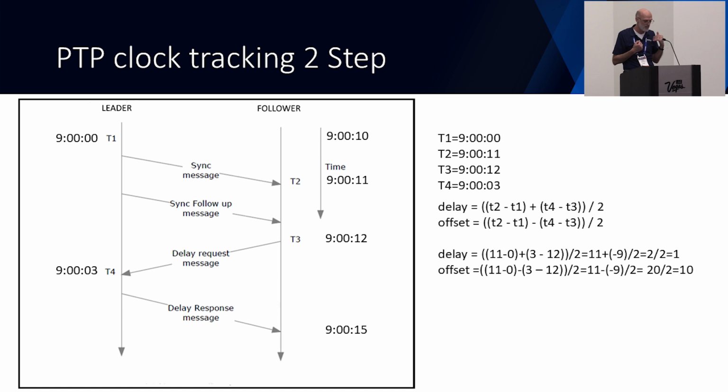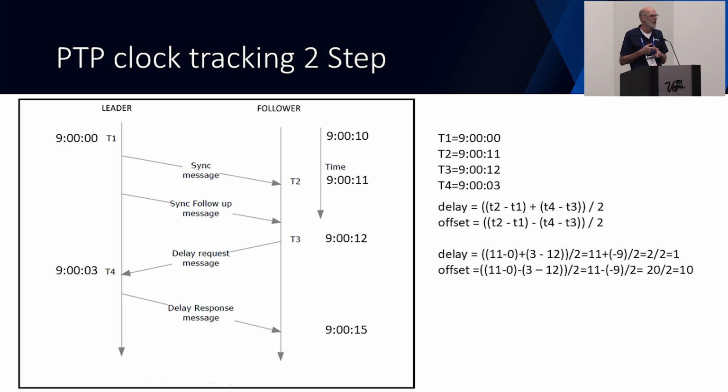The Grandmaster receives that at T4, and for the Grandmaster, it's 9 o'clock and 3 seconds. And he sends it back. Okay? So now the follower has T1, 9 o'clock. That's when the sync message was sent from the Grandmaster. He has T2, which is 9 o'clock, 11, which is when he received it. He has T3 when he asked for the delay request. And then T4, which is the Grandmaster saying, I received that time.